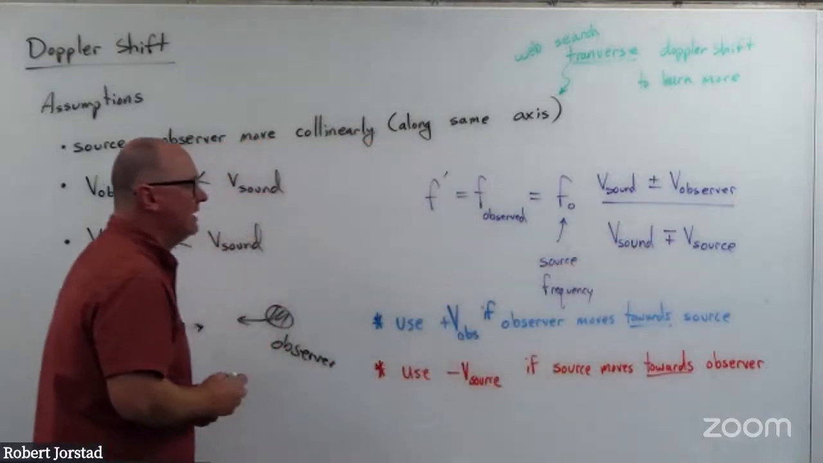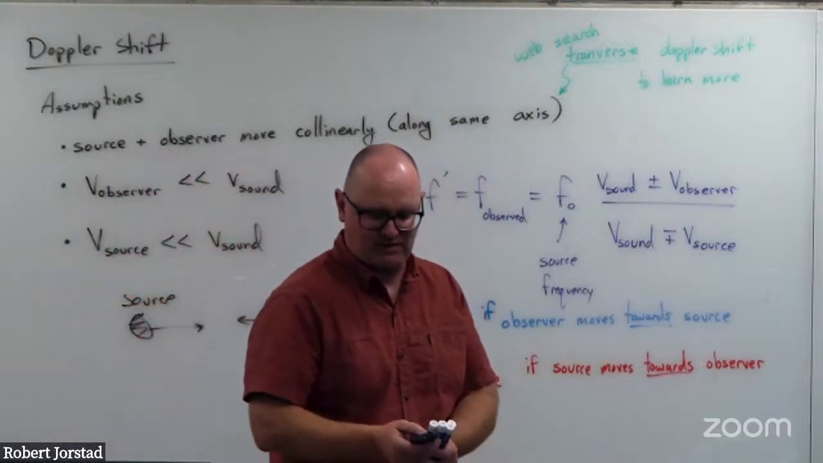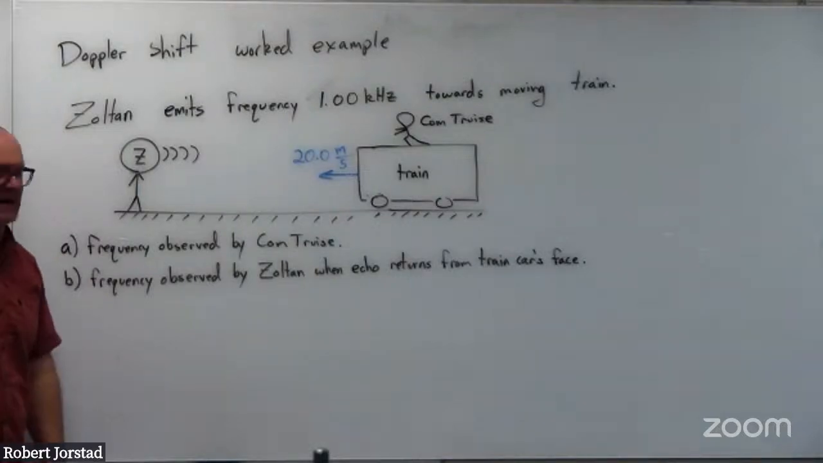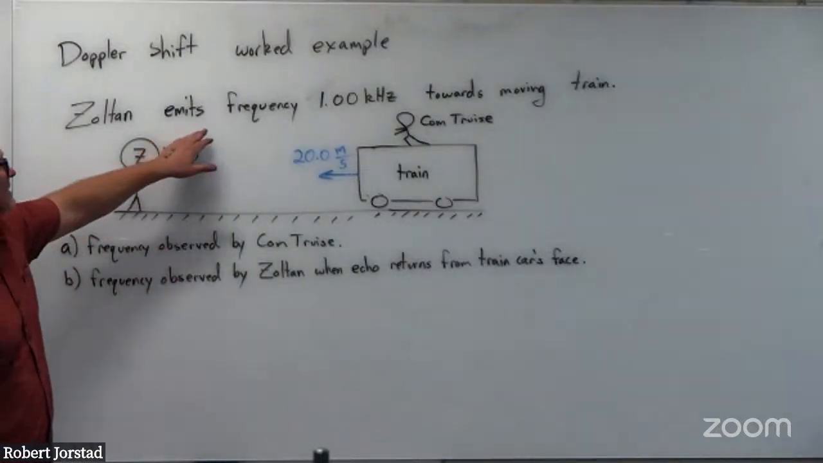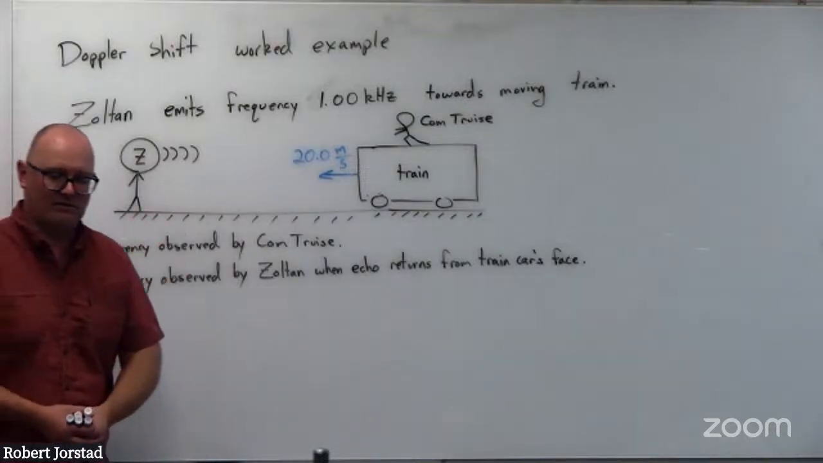All right, let's just get to the numbers. Let's get to a problem with numbers. Let's do it over here. So let's say we have Zoltan, a guy I washed dishes with in college. He's emitting a frequency.